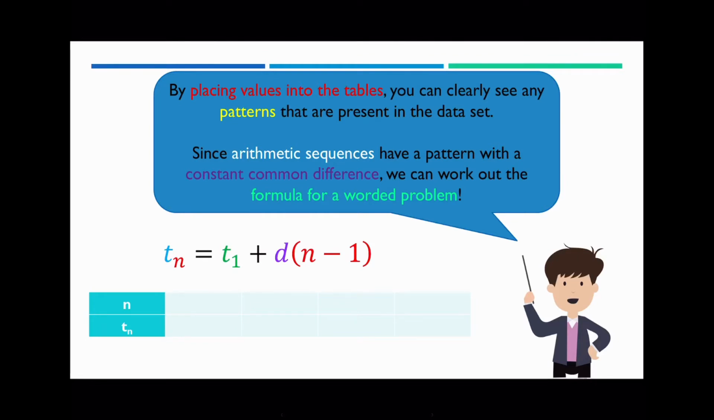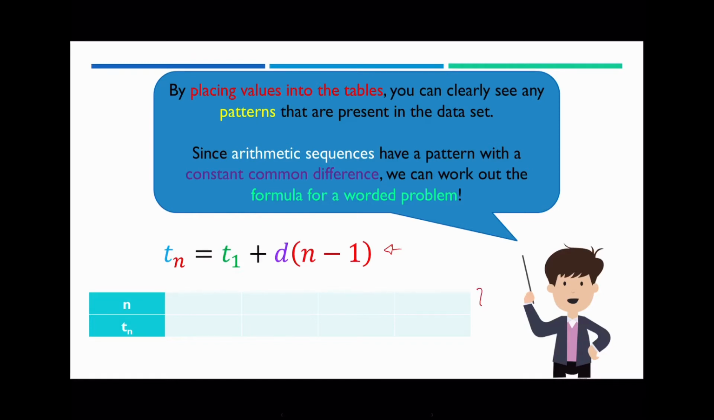And we know that arithmetic sequences have a pattern where they have a constant common difference, and this is how we're going to figure out the formula for a worded problem and solve it as well. So remember, this is the formula over here, and what we're going to try to do usually for some of the word problems is find out what this formula is so that we can actually solve what the question asks us to do.